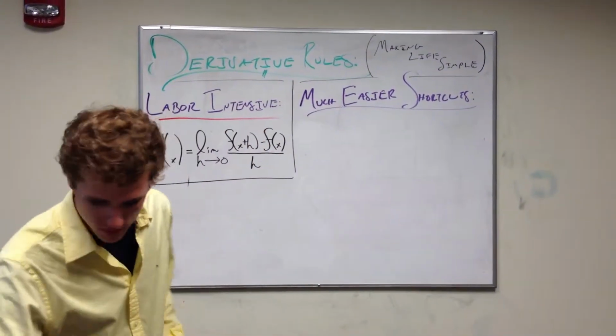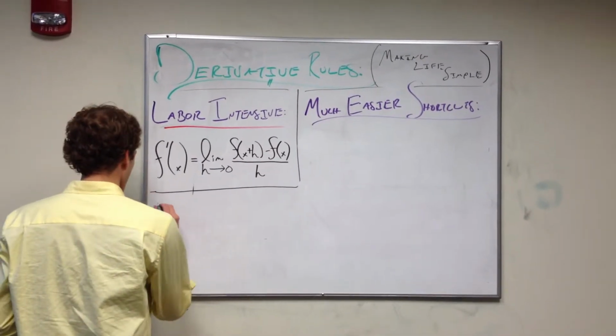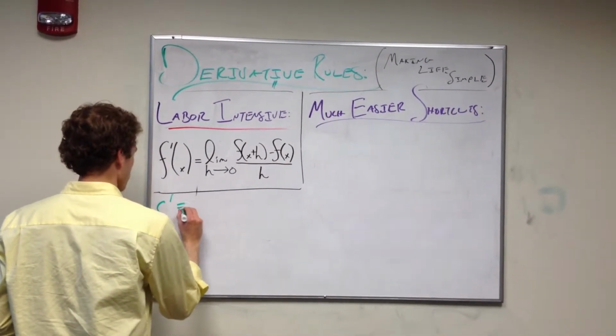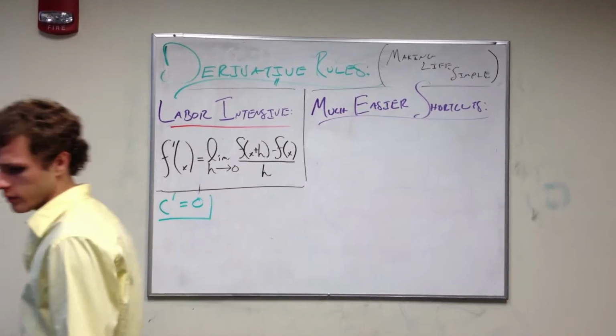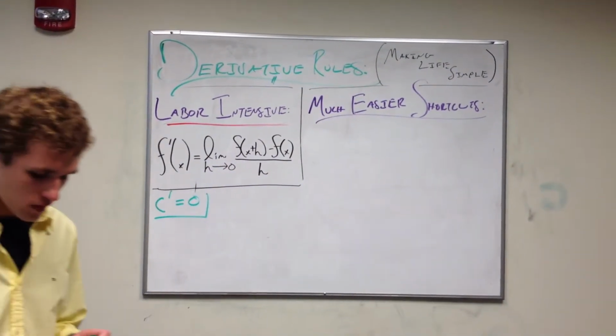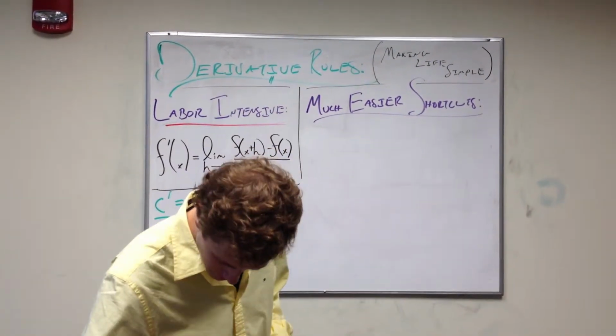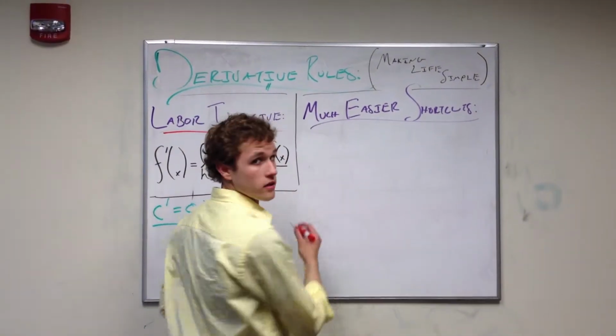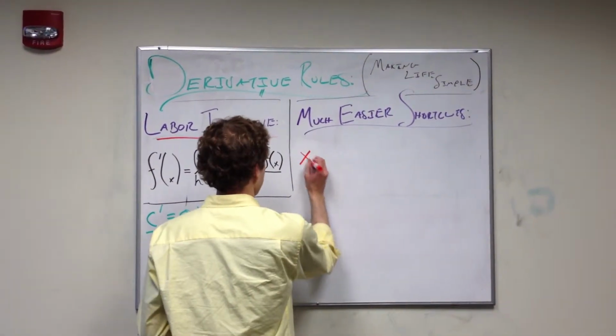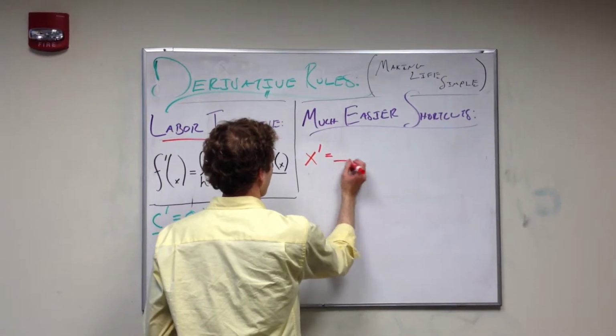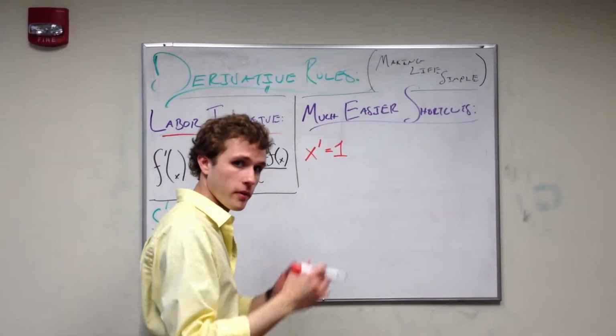So we'll go ahead and write this in our arsenal over here. We know that C prime always equals 0. Well, what about the derivative of just x? Well, x prime is always 1. Always. We never need to worry about this.